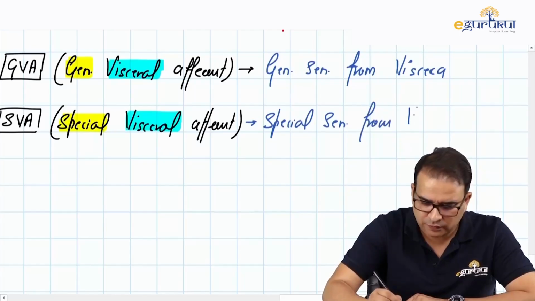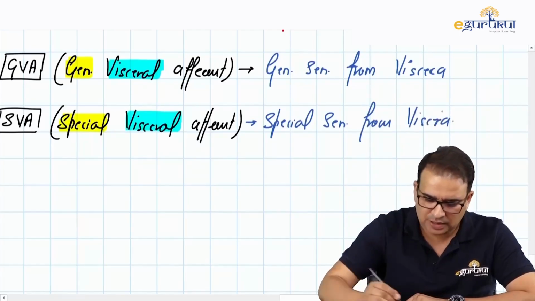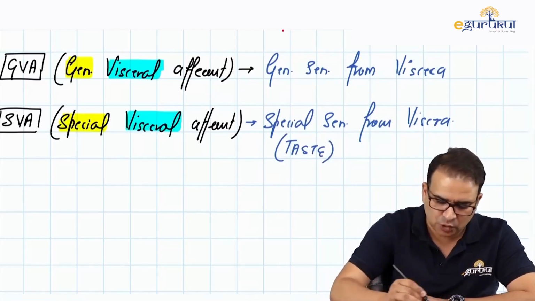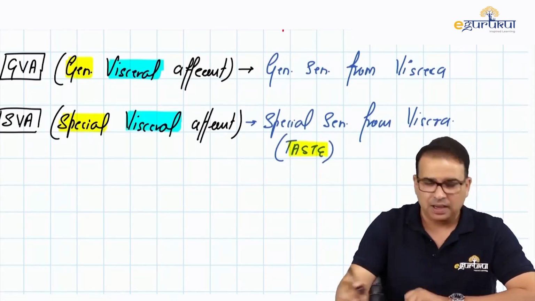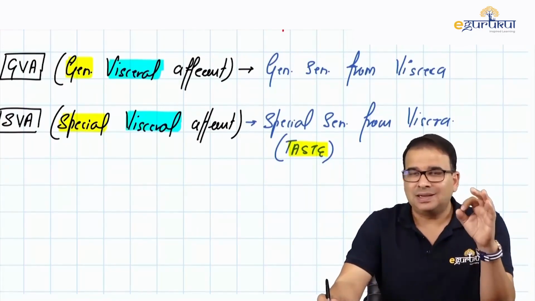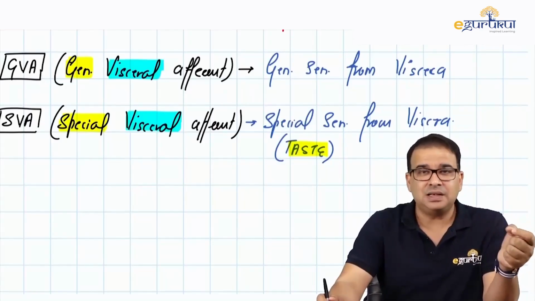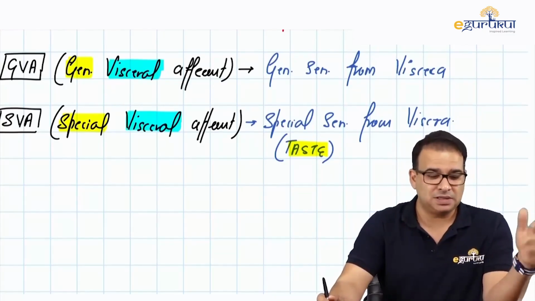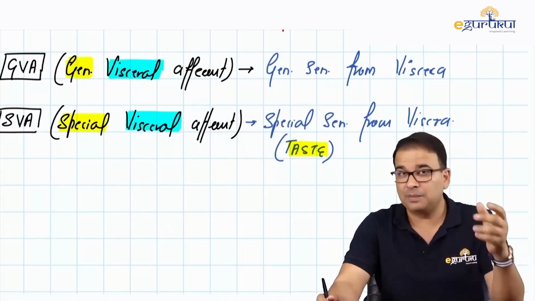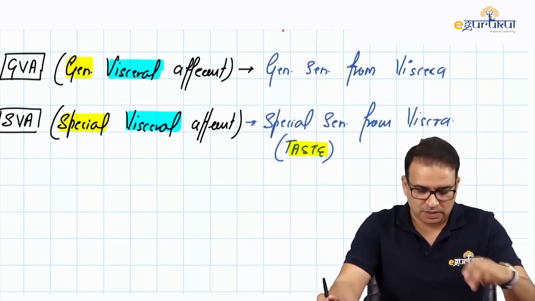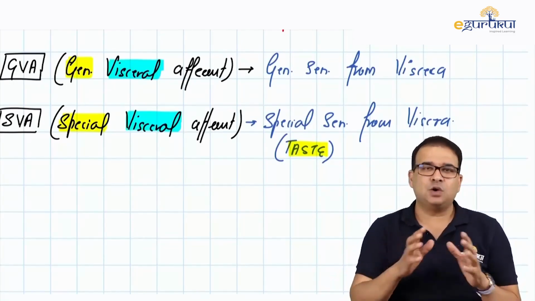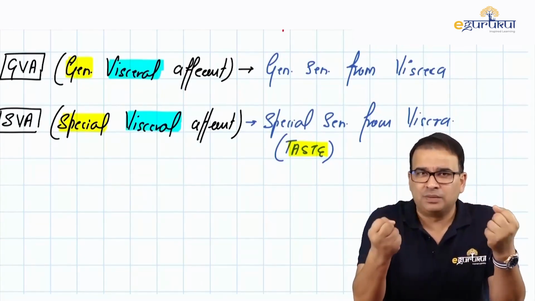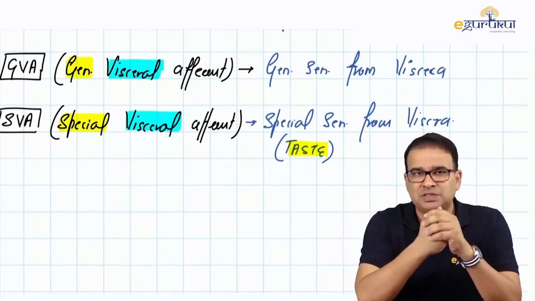And special visceral afferent means special sensation from the viscera, and the point is the only special sensation from the viscera is taste. Please mark my words: I'm not saying that taste is the only special sensation. I'm saying taste is the only special sensation coming from the viscera. We do have other special sensations, but they are not coming from the visceral organs. So that's why you have to keep that in mind. Actually, the taste buds are derived from the endoderm, so taste is a sensation coming from the viscera here.